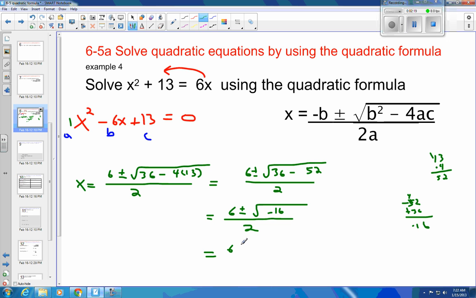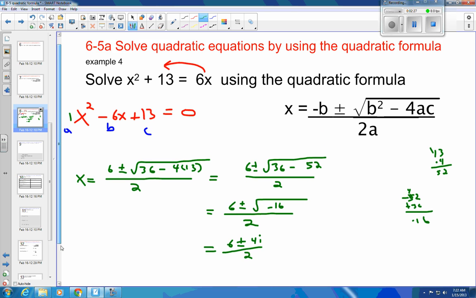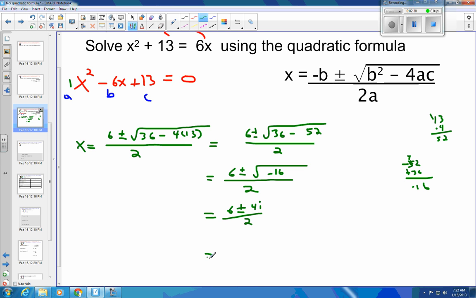So it's going to be 6 plus or minus, and then the square root of 16 is 4, and the square root of negative is i. And then we just need to reduce this by the 2, so this is going to be equal to 3 plus or minus 2i. And that would be our final answer on that one.